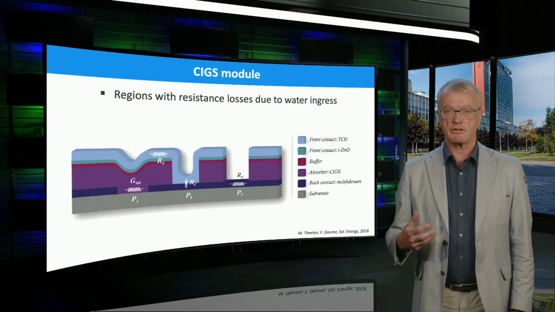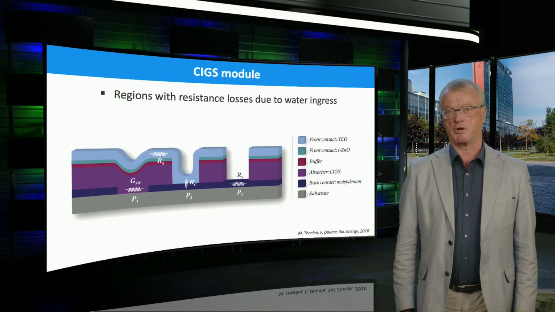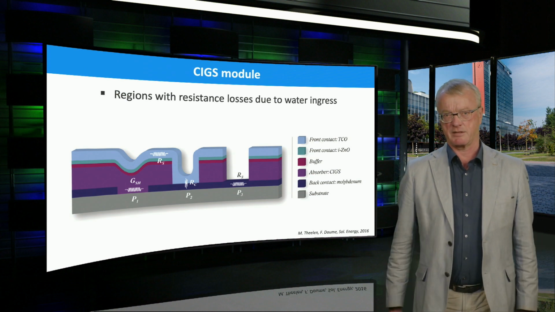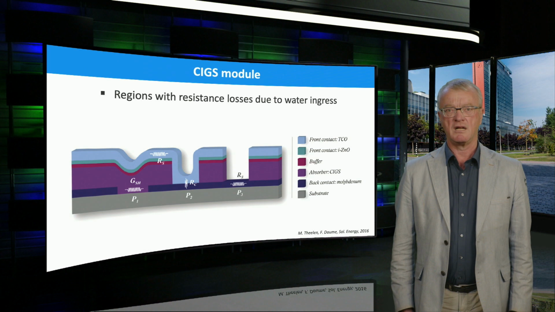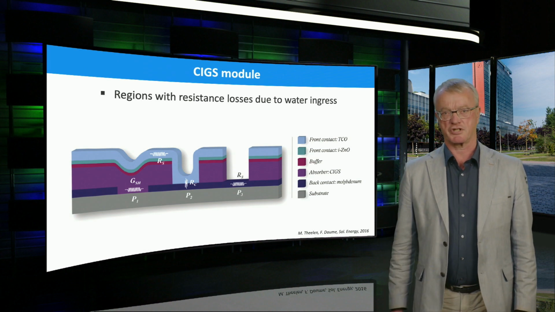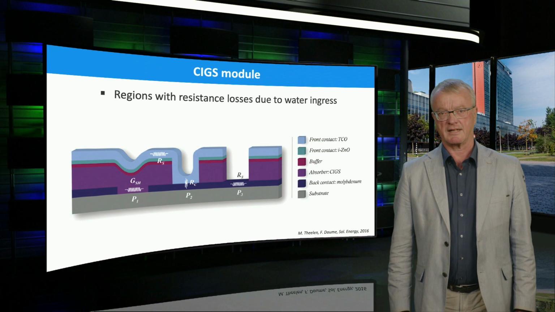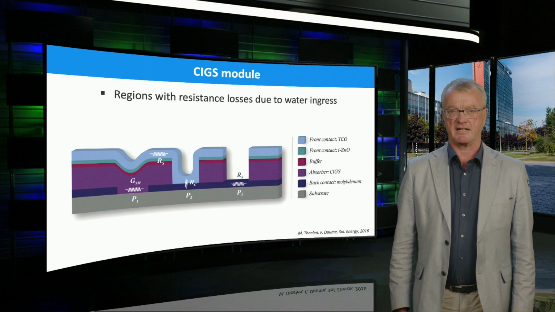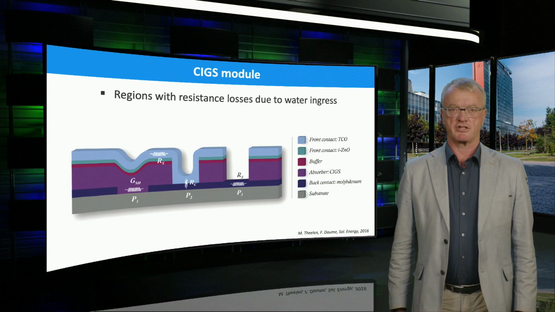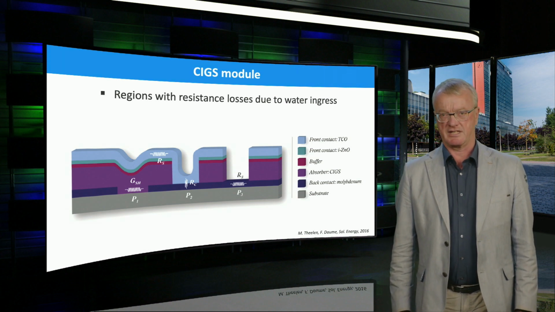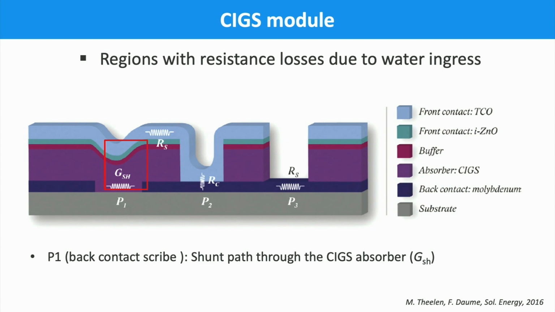Let us now discuss the impact of water ingress on module level and related to the degradation mechanisms described in the previous slides. Here we see a schematic drawing of the cross-section of a typical monolithic interconnection in a CIGS module. Multiple regions were reported to be vulnerable to degradation as well. P1 depicts the back contact scribe. If the CIGS material in the P1 scribe becomes more conductive, a shunt path in the module can be created, leading to a degradation of the module performance.